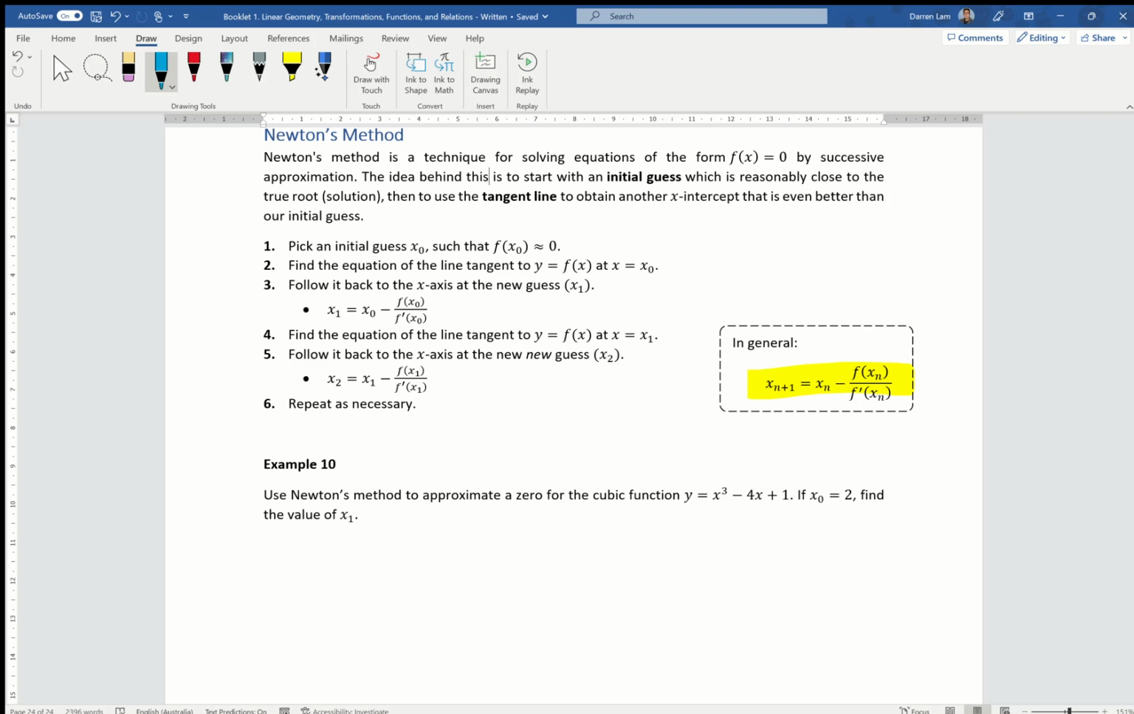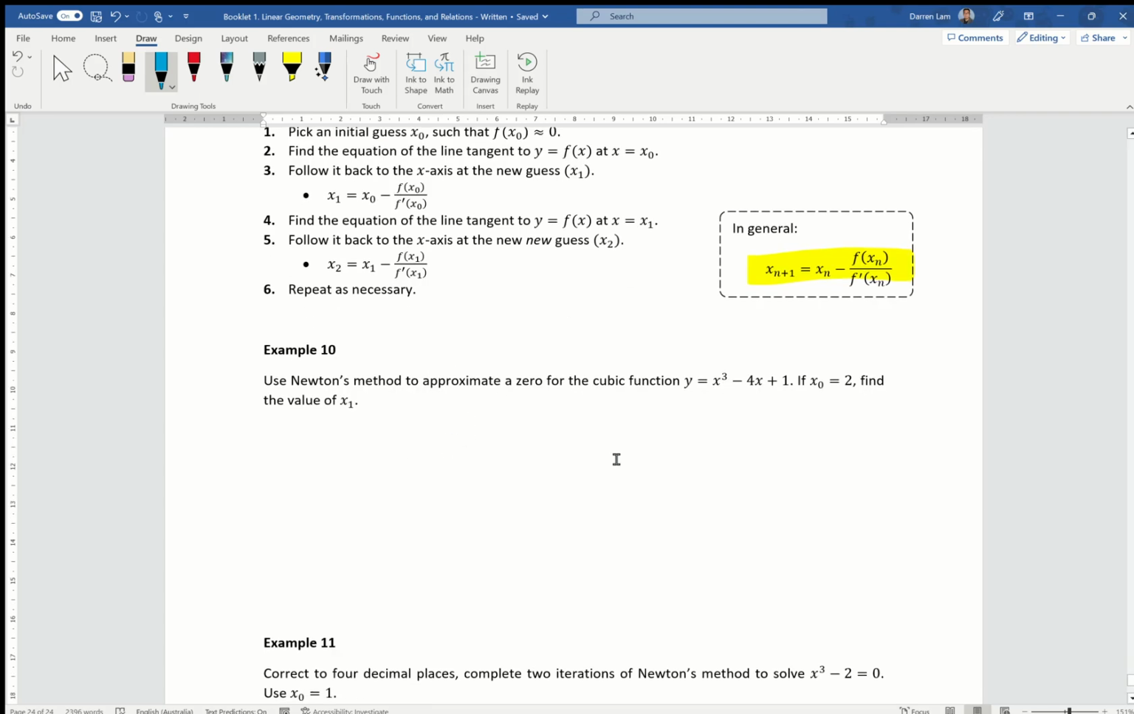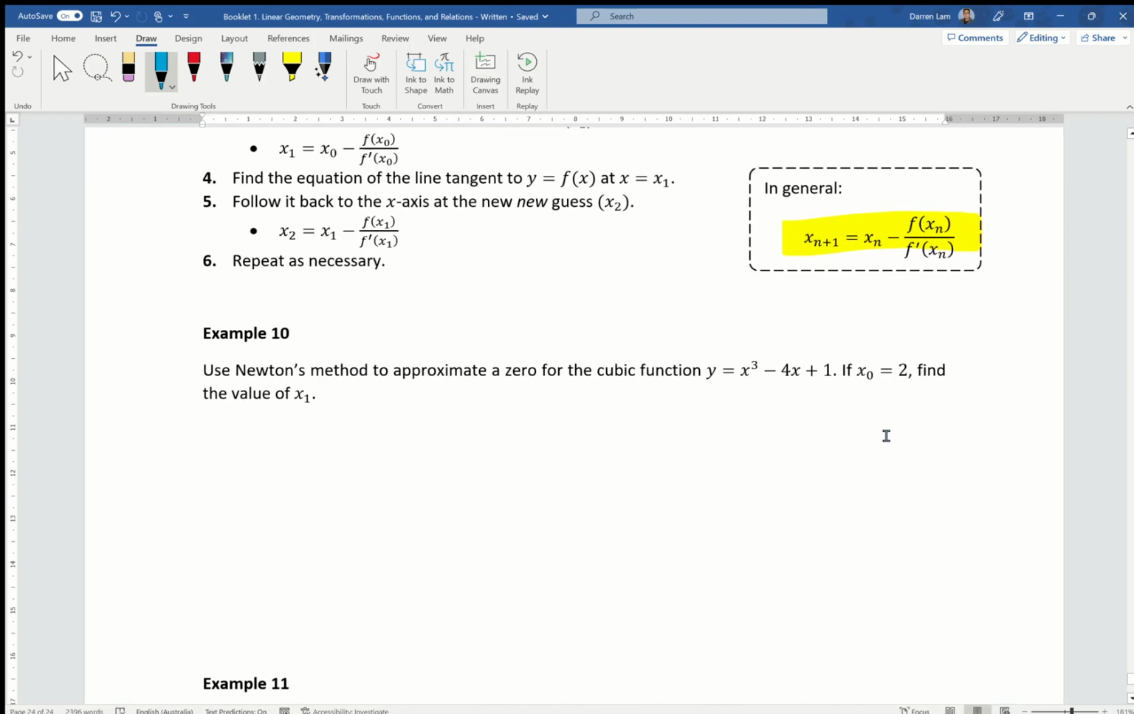And then we do the same thing. With the new value of x1, we substitute that into our new formula, and we do as many times as the question asks. Let's put that into practice, because it's a lot less confusing than it looks.